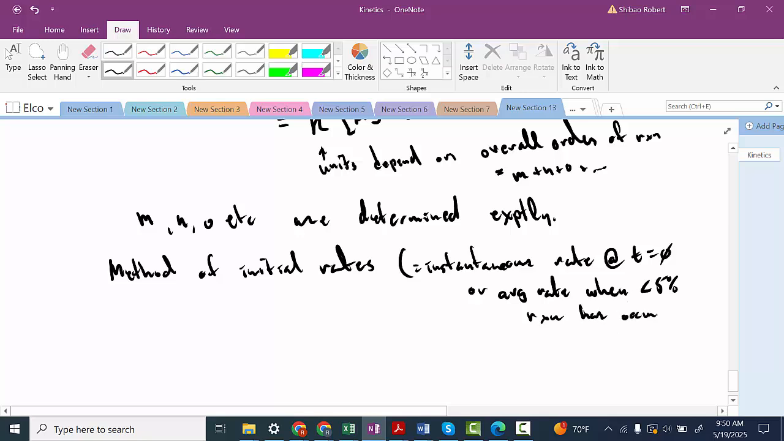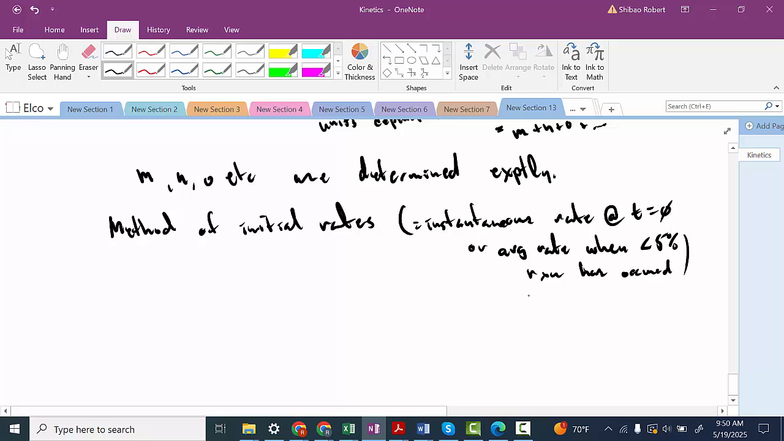And so you just catch the data right at the beginning. This way we don't have to generate the whole curve. We're just looking at the initial rates.